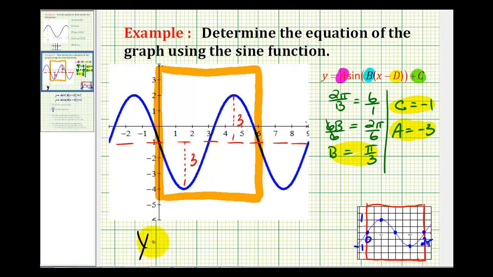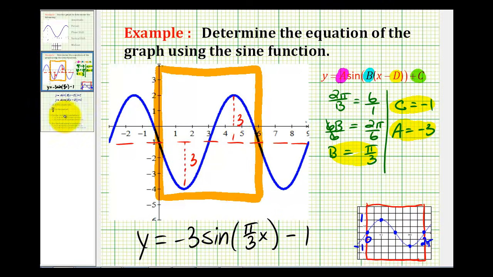So we're going to have y equals -3 times sine of the quantity. Remember, b was pi over 3, so we'll have pi over 3 times x, and then plus -1 or just -1. This will be the equation of the given graph. And again, remember, if we would have focused on a different piece of the graph, it would affect our equation, but the result would be the same graph.